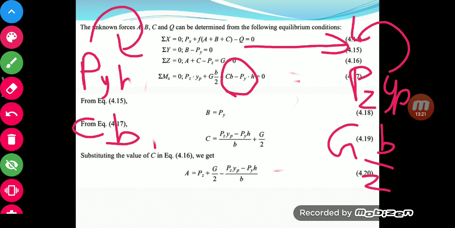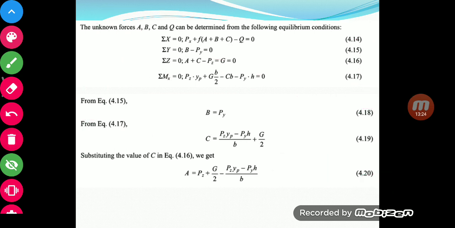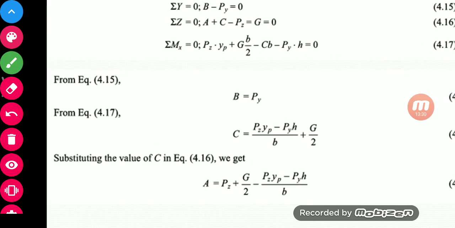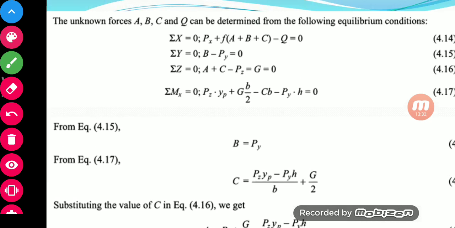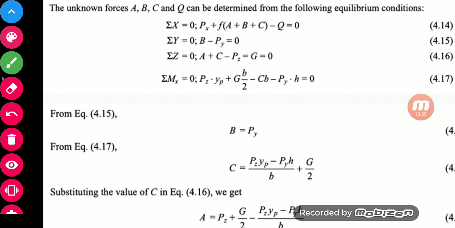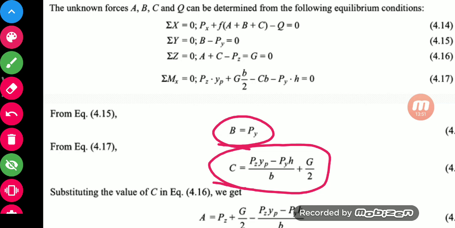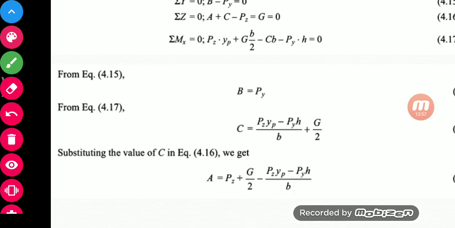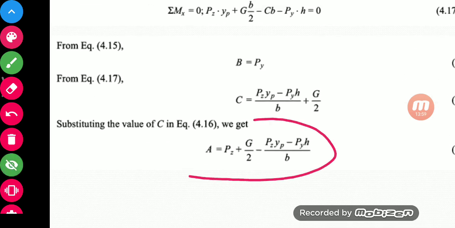So that gives us the understanding of the moment equation. Now what basically follows is pretty simple. You have got your three unknowns, and we have got sufficient number of equations. 4 equations we already have, so we get the answers. I think it's very simple, need not elaborate. B is equal to Py, your C is equal to Py Pz yp minus Py H by B plus G by 2, and lastly your A value is also given.